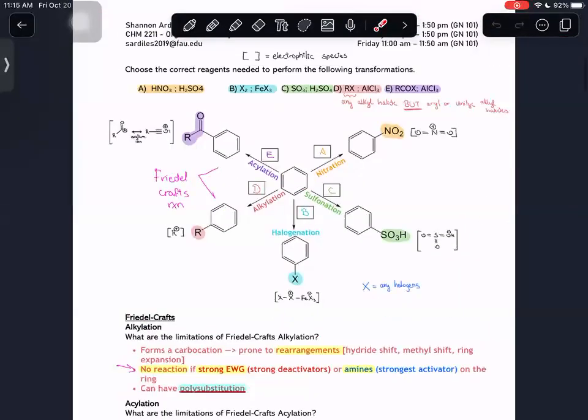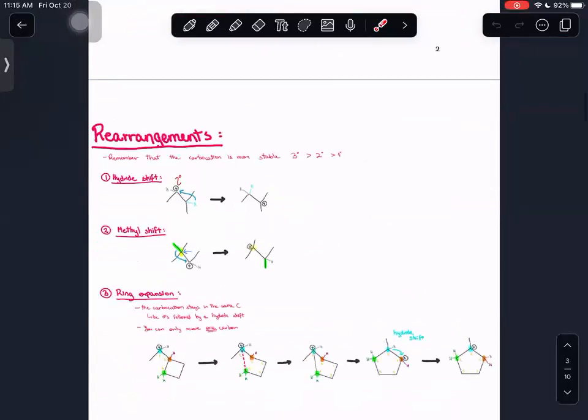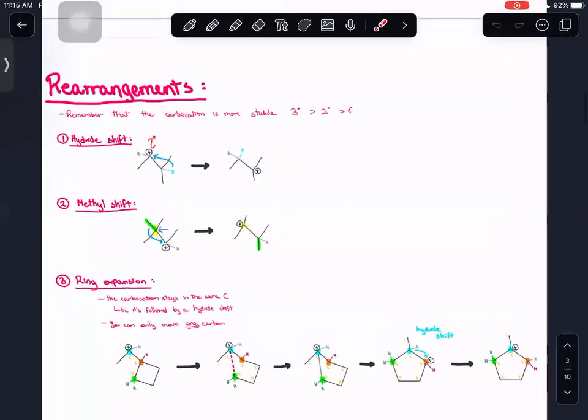Okay, so far we're good. We starting to remember this from Friday? A little bit, okay. And in this case, I just posted a little, basically a review sheet for you guys for hydride, methyl, and ring expansions, especially for the ring expansion. That's the one that trips up most students.